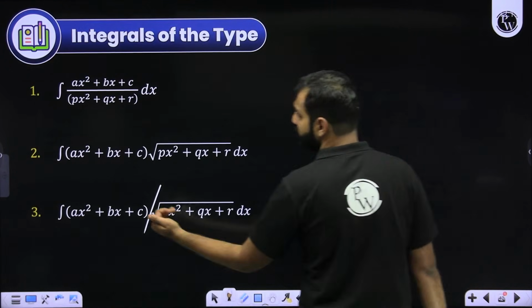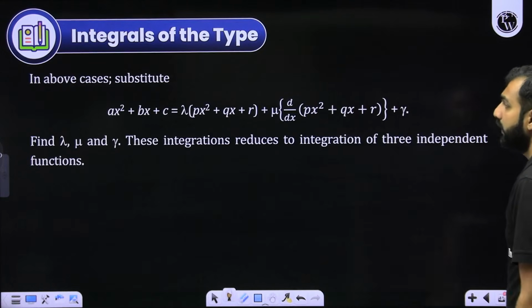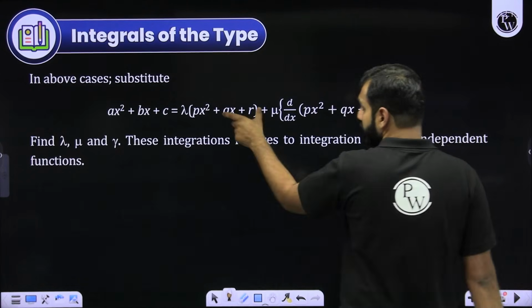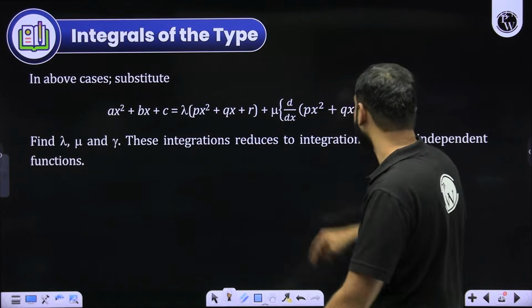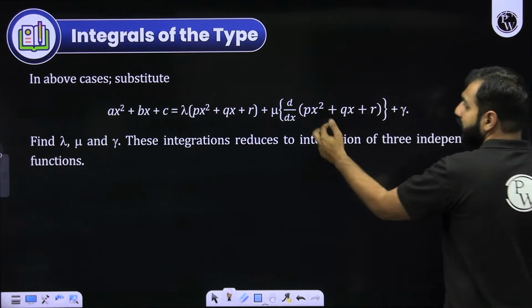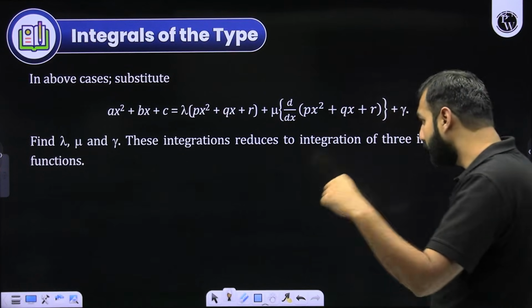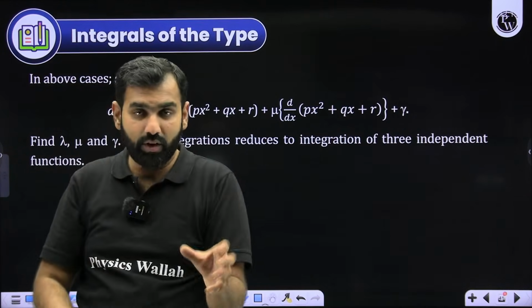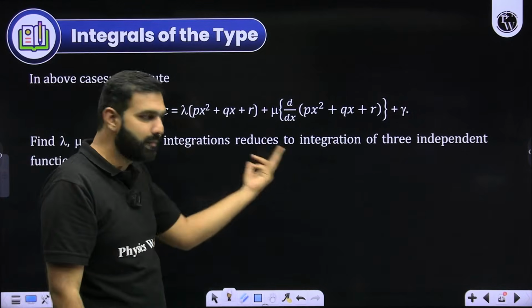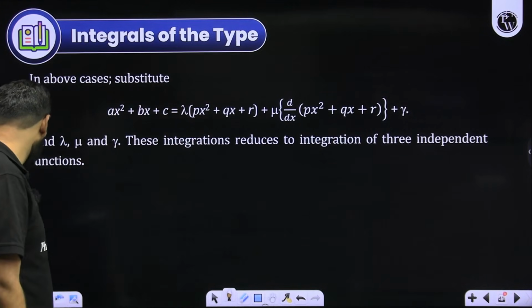The part which is not inside the under root is written as the quadratic which was inside the under root times lambda plus derivative of that quadratic times mu plus gamma, where lambda, mu and gamma can again be found with the help of the simplification method through comparison of coefficients of the same degree term, and that's how you can find it out. Let me try and make you understand it through one example here.